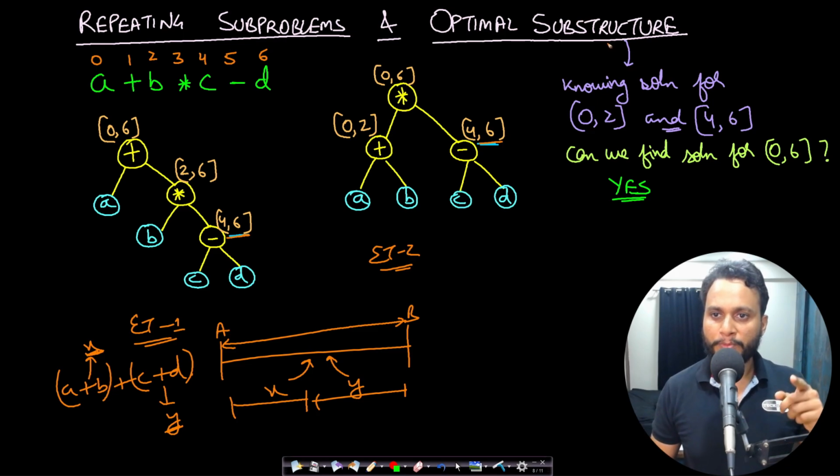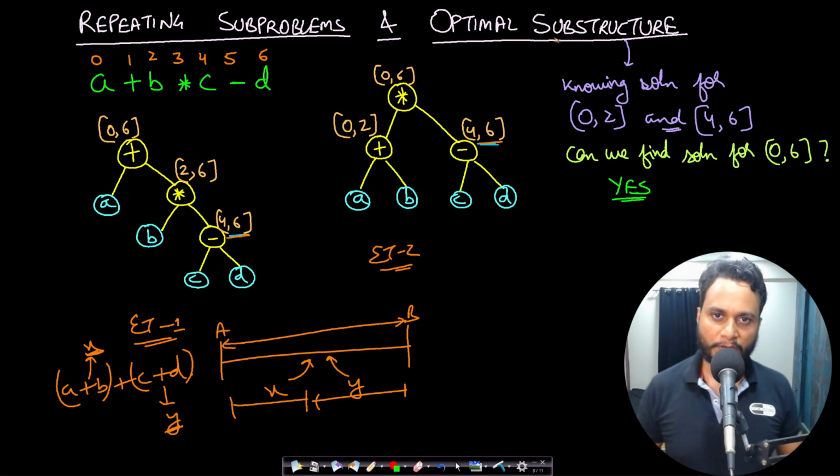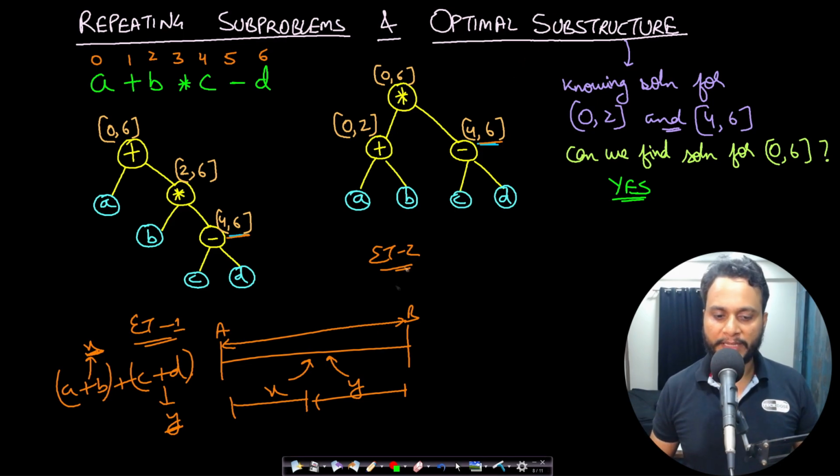Because if optimal substructure property does not exist, then why are we saving the subproblem results? The subproblem results should be reusable, and that is why this property matters a lot. So in this problem, this property holds true, and therefore this problem can be solved by dynamic programming.